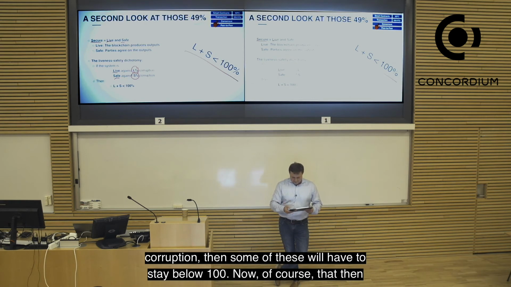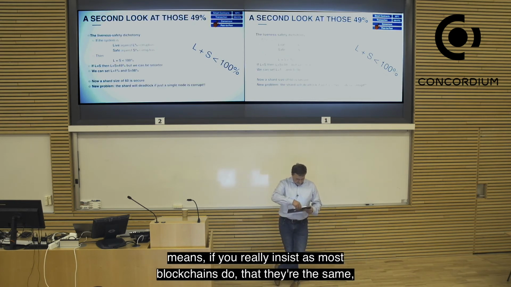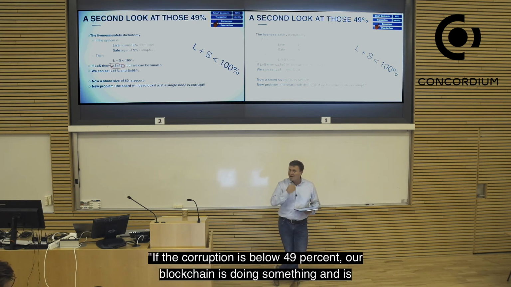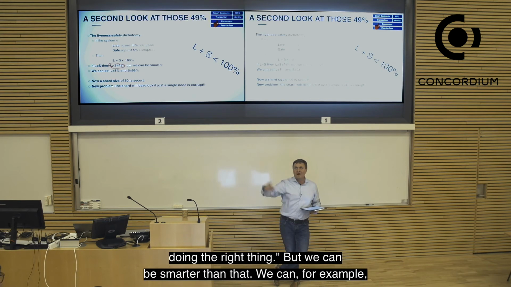Now, of course, that means if you really insist, as most blockchains do, that they're the same, they both have to be 49%. So you just pick one of them and say, if the corruption is below 49%, my blockchain is doing something and it's doing the right thing. But we can be smarter than that.